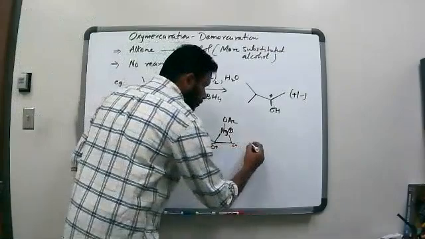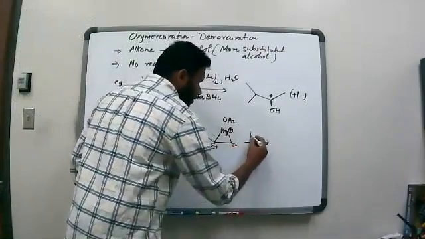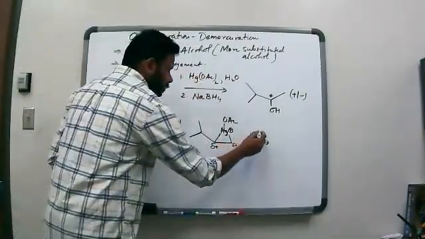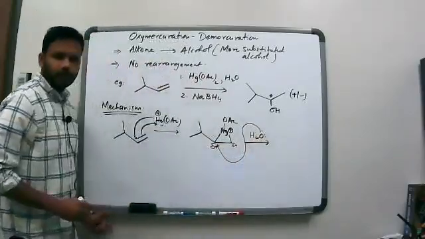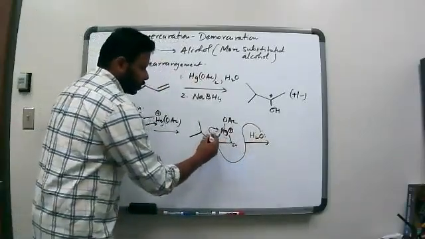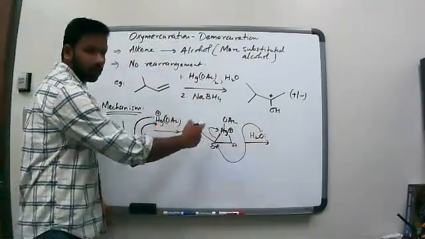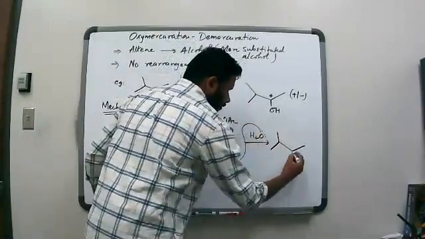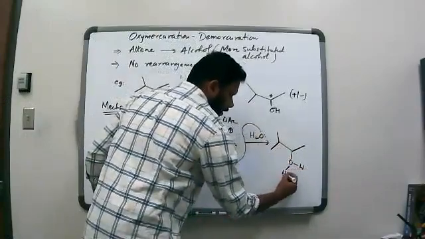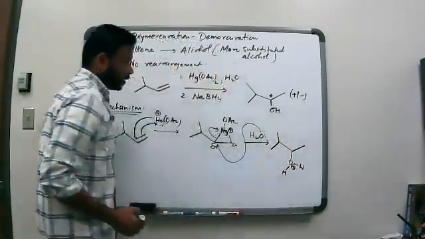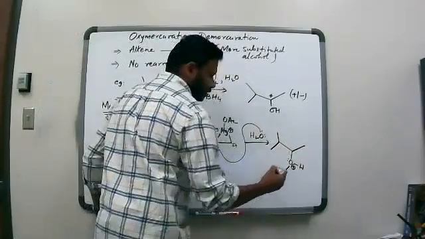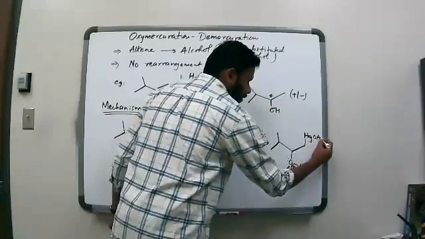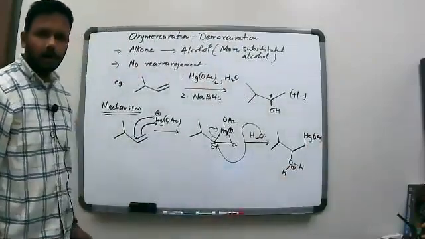So once we get this mercuronium ion, then in a subsequent step, our solvent, which is water here, can come and attack at this more substituted carbon, and it's going to ring open the mercuronium ion. So that bond leaves, very similar to the halogenation mechanism. And that would give us an oxonium ion intermediate. So the oxygen now has one lone pair to it, and the mercury is now connected to that less substituted carbon.